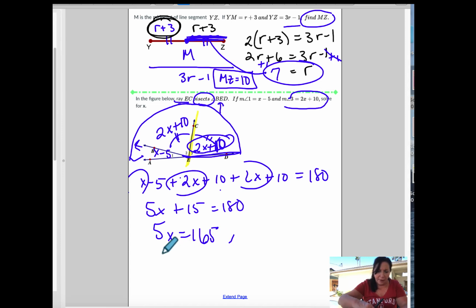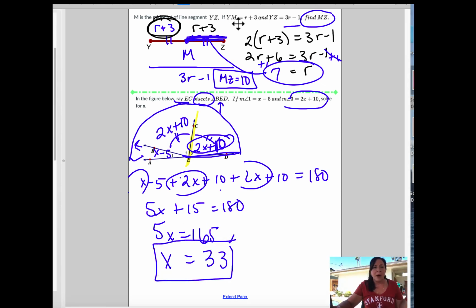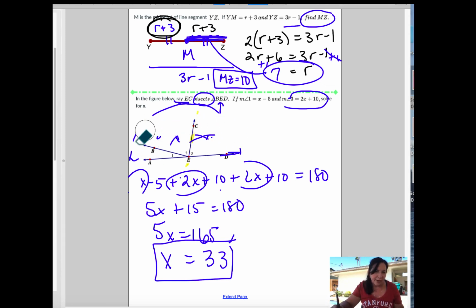And then I'm going to divide both sides by 5. And I get x is equal to 33. Now, again, I found x, yes. But please be careful, because sometimes I'm not going to ask you what x is. I'm going to ask you what the values of the angles are.